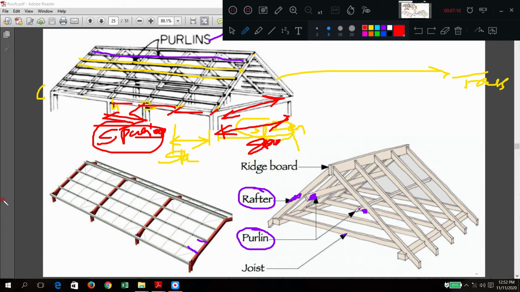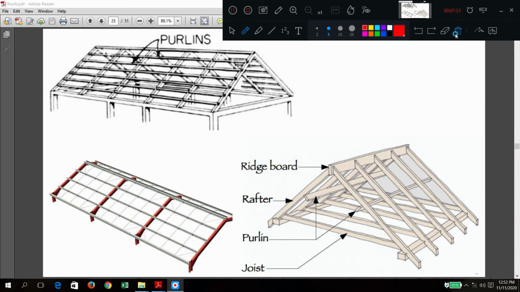Okay. Now what is this? Innermost, I think it is a principal rafter. Principal rafter. Above that you have purlins. Okay. Only two things have been marked here. Okay. I hope it is clear now.